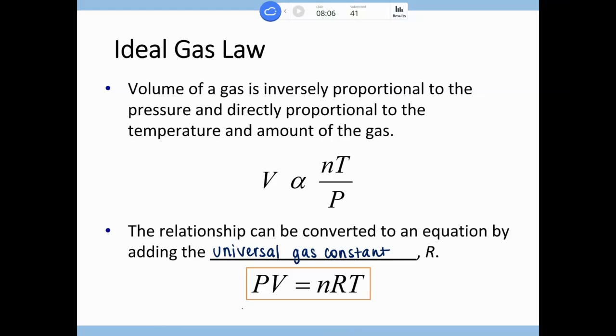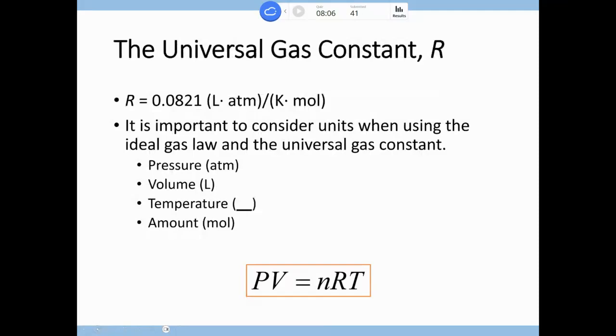So this equation is provided for you on the equation sheet for exams, but this is a good one to remember for your future lives in science: PV equals nRT for an ideal gas. And so R, the universal gas constant, the value is reported right here, 0.0821, and its units are liters times atmosphere divided by Kelvin times mole. So volume times pressure divided by temperature times amount.